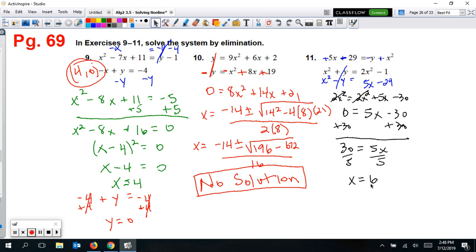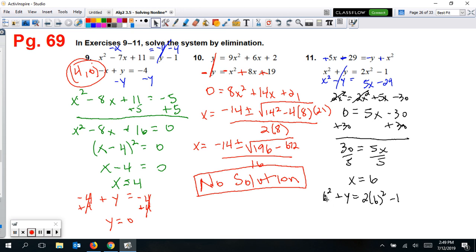So we still need to plug 6 back into one of these equations. It doesn't matter which one. So let's see, I'm going to choose the second one here, the one that doesn't have the 29 in it. So our second equation, we're going to plug it in. So if x is 6, it's going to start off with x squared. So 6 squared plus a y is equal to 2 times x squared again, so 6 squared, then minus 1. And here you just want to simplify everything and solve for the y.